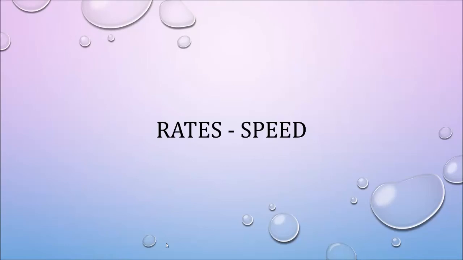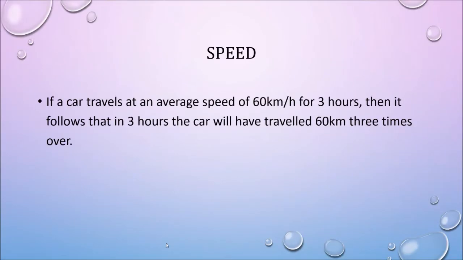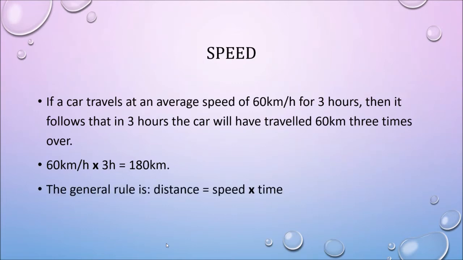So we're going to look at rates specifically in relation to speed. Just a bit of an introduction. If a car travels at an average speed of 60 kilometres per hour for 3 hours, then it would follow that in 3 hours, the car will have travelled 60 kilometres 3 times over. So that would be 60 kilometres per hour times 3, which would give us 180 kilometres.